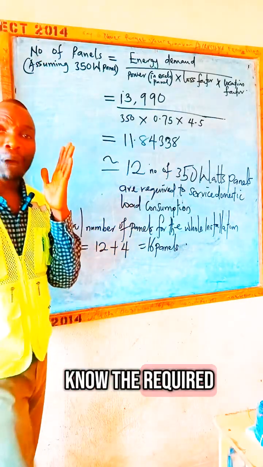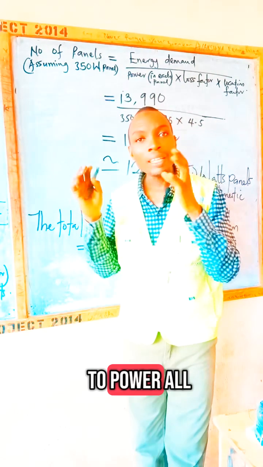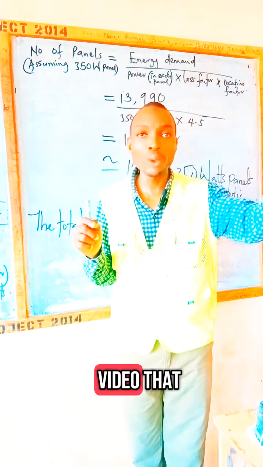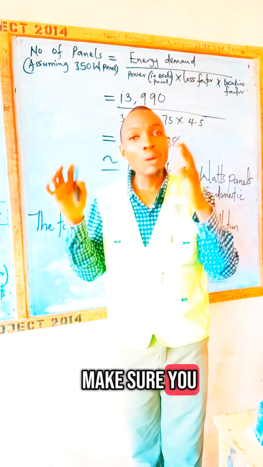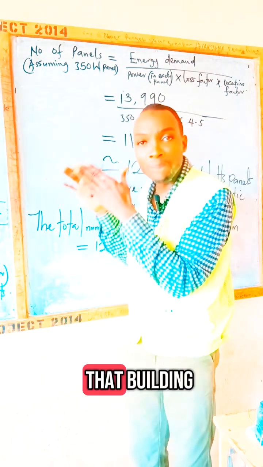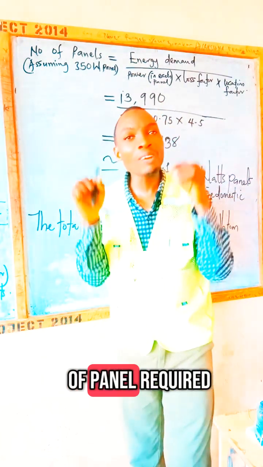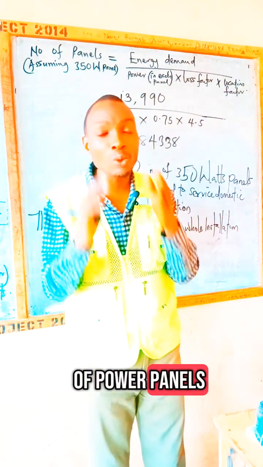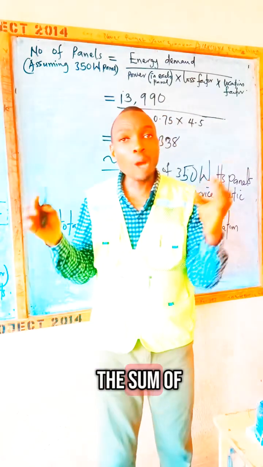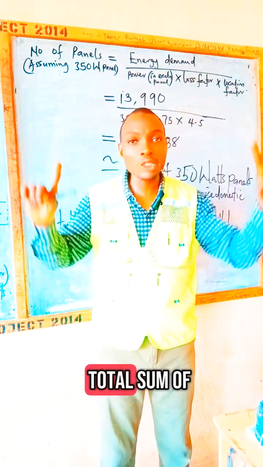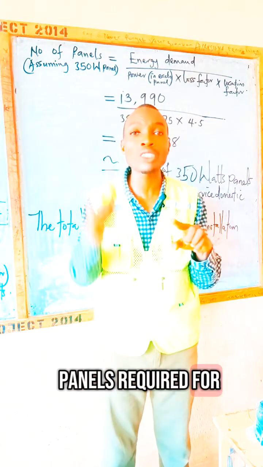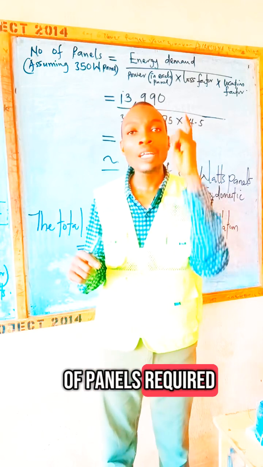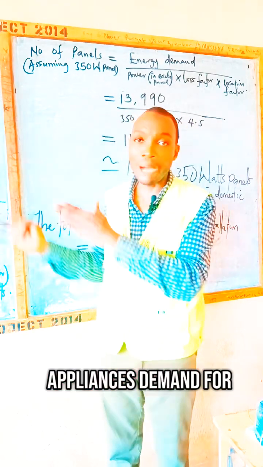For you to know the required number of panels to power all the domestic load in that building, because I said in my previous video, make sure you calculate the total load existing in that building so that you know the number of panels required to service the load and the minimum number of panels required to charge your battery. The sum of the two will give you the total number of panels required for that solar electricity installation. Now let us see the number of panels required to service the load appliances demand for that building.